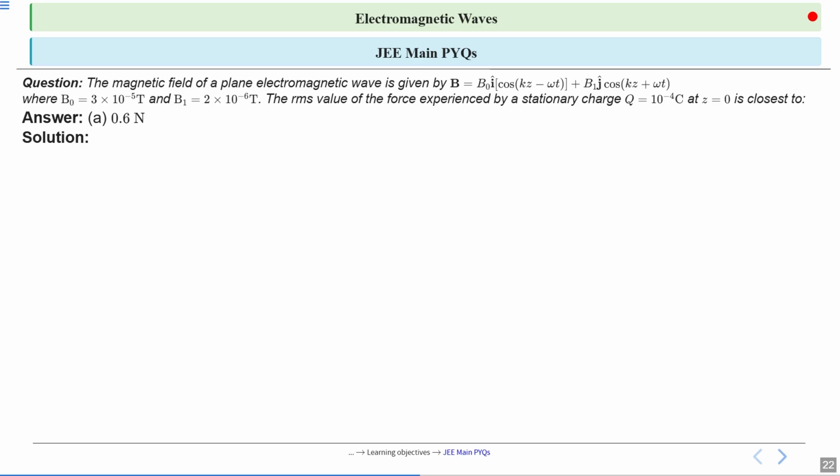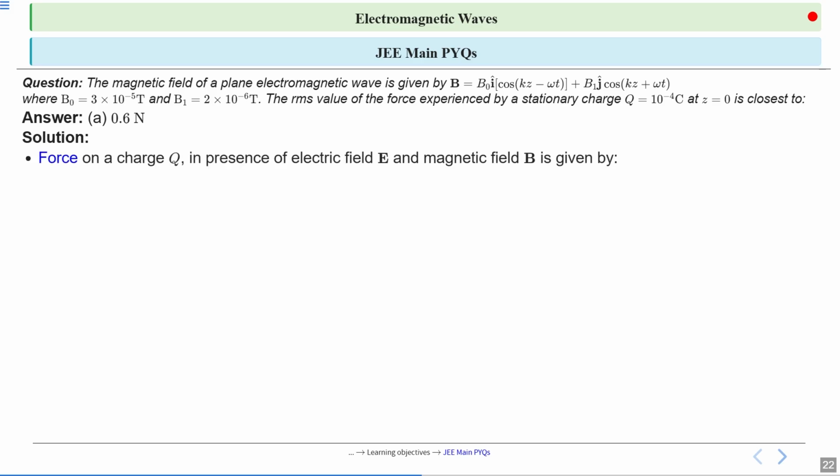So option A, 0.6 Newton, is correct. Now, force on charge Q in the presence of electric field E and magnetic field B. If both electric field and magnetic field are present in the region, then the force experienced by charge Q will be F equal to QE plus QV cross B, according to NCERT equation 4.3. So this is the Lorentz force experienced due to both the magnetic and electric fields present in the region.